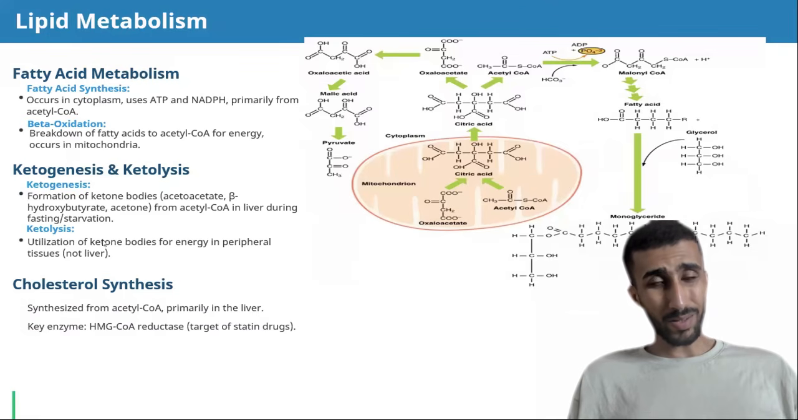Ketosis, on the other hand, means utilization of ketone bodies for energy in peripheral tissues, not the liver, because the liver lacks the enzymes to use them. So although the liver produces them, they are utilized in the muscles and other tissues, and even the brain. So the muscles, the heart, and the brain, but not the liver and not the RBCs, because the RBCs lack mitochondria.